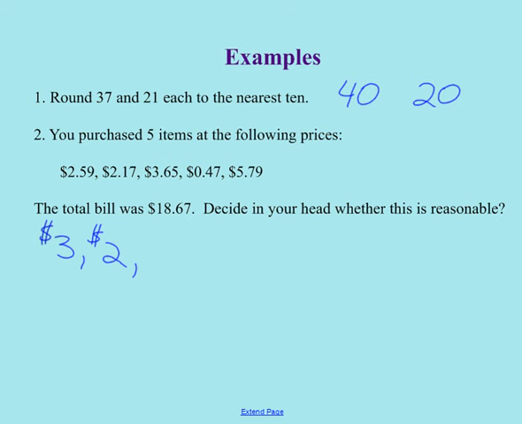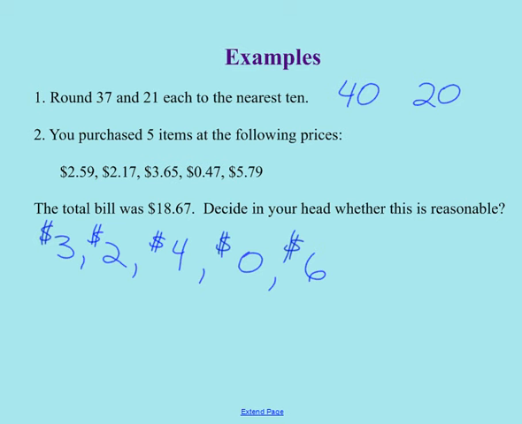$3.65 will round up to $4. 47 cents will round down to $0. And finally, $5.79 will round up to $6. Now, having rounded to the nearest whole dollar, we can add up the 5 items and decide whether $18.67 was a reasonable total.